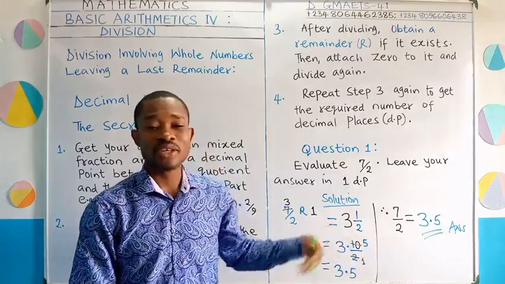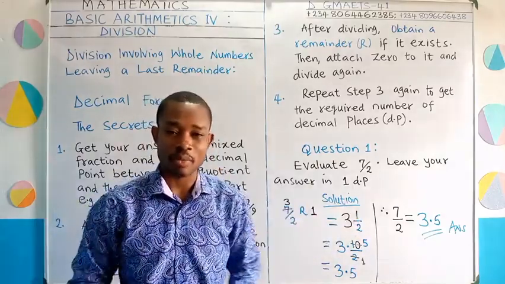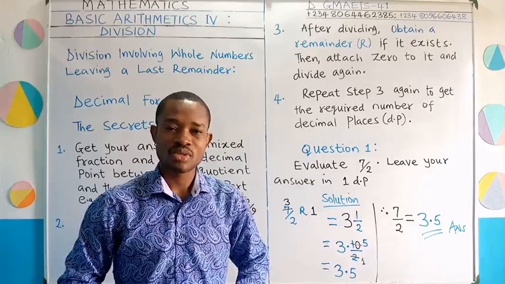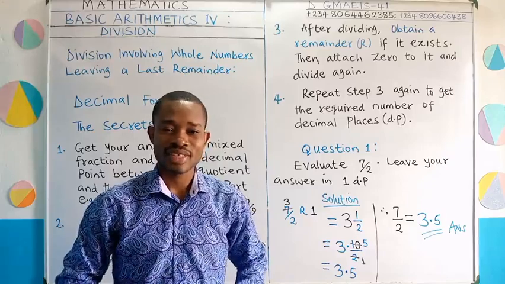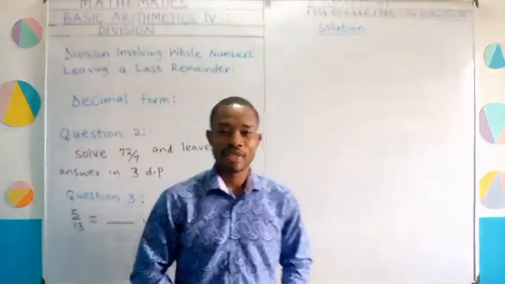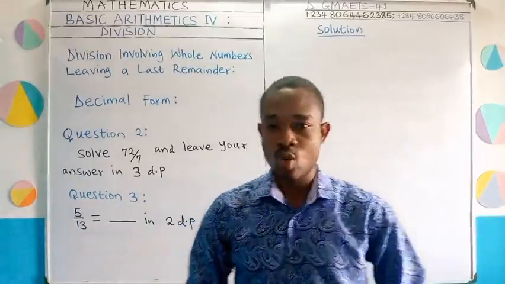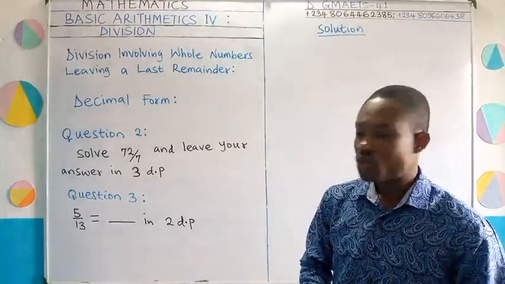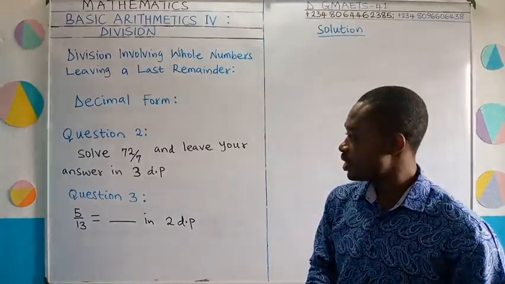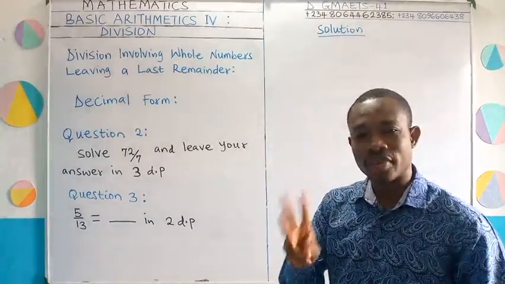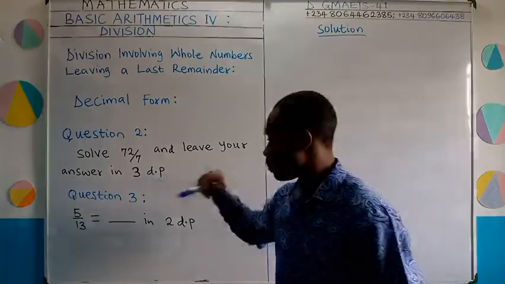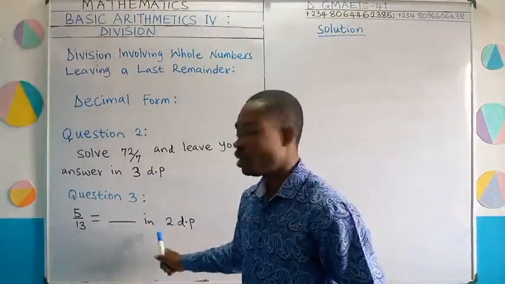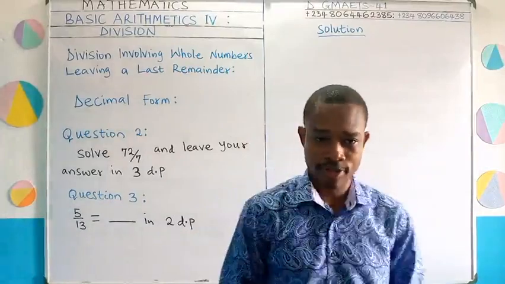All we need to be able to handle this, we've actually covered most of them from our previous classes. Let us pick question number 2 and possibly 3 and see how we handle them. We are now set to take question number 2 and 3. Let's solve this. Solve 72 divided by 7 and leave your answer in 3 decimal places. That is in 3 dp. Question 3. 5 over 13 is equal to dash in 2 decimal places.